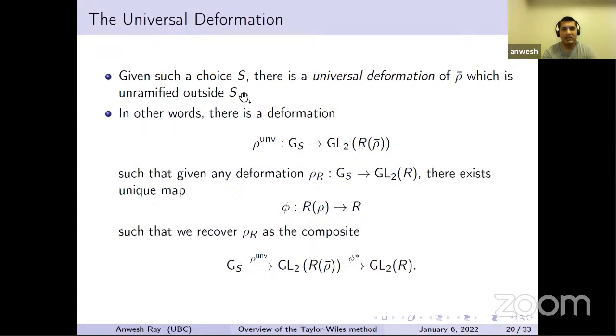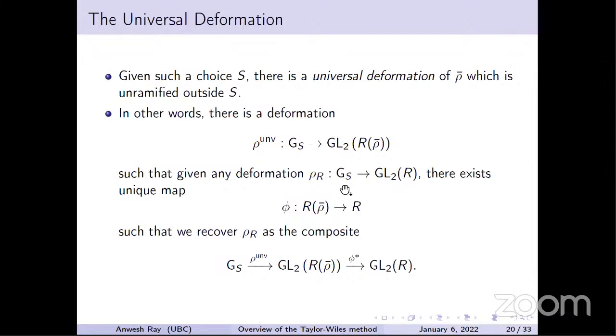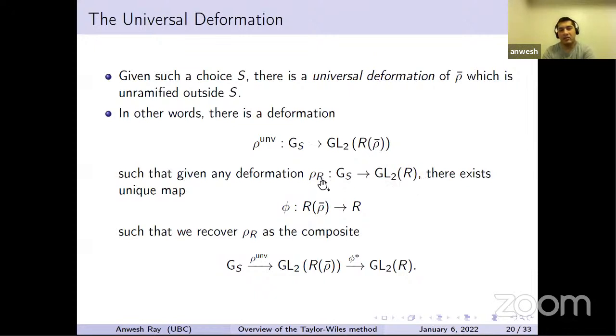Okay, so once we fix S, the set of primes where the representation may be ramified, we get a universal deformation. This means that we have a homomorphism from G_S to GL2 of R_rho bar, where R_rho bar is a coefficient ring such that any other deformation arises from specialization. If I take any other deformation rho_R, I can take the universal deformation and compose it with another map to obtain rho_R. In other words, for every rho_R, there exists a unique map from R_rho bar to R such that the composite is rho_R.